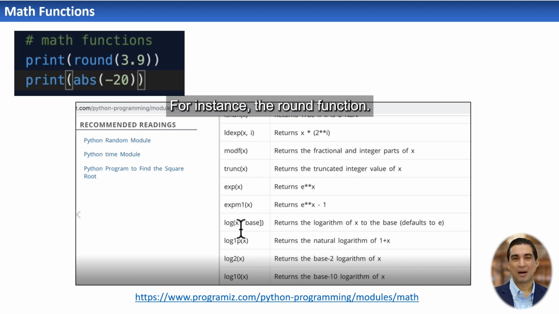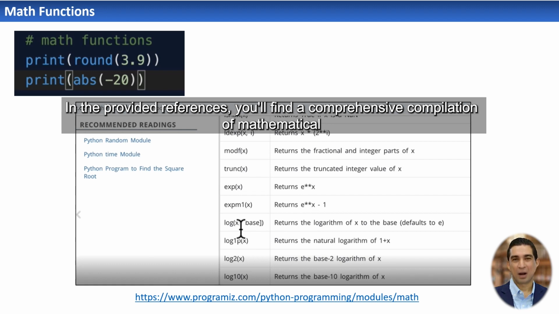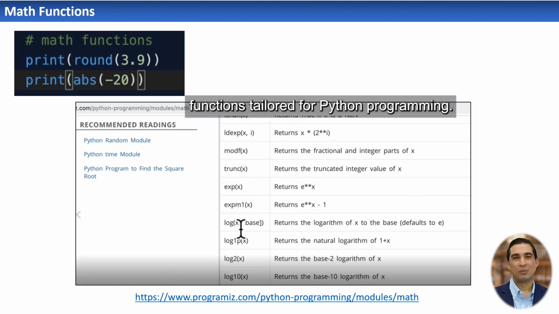For instance, the round function. When we round 3.9, it gives us 4. Simple, isn't it? In the provided references, you'll find a comprehensive compilation of mathematical functions tailored for Python programming.